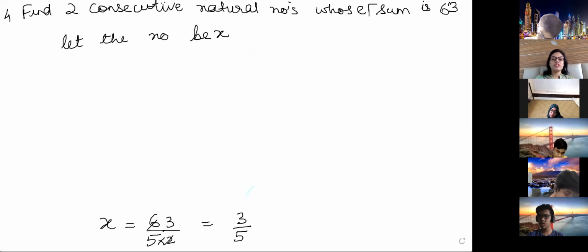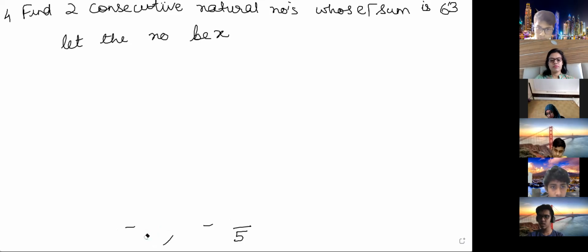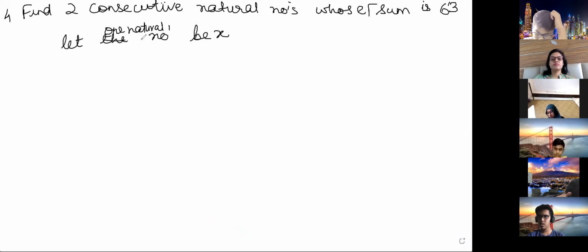It's easy. One natural number is x, you have to take, and you have to see what the other natural number will be. Consecutive means, what will be the consecutive numbers? And what is the statement you have to give me? Let one natural number be x.